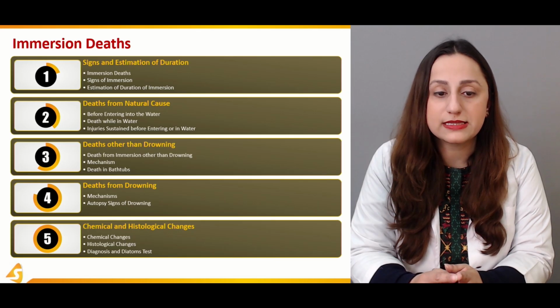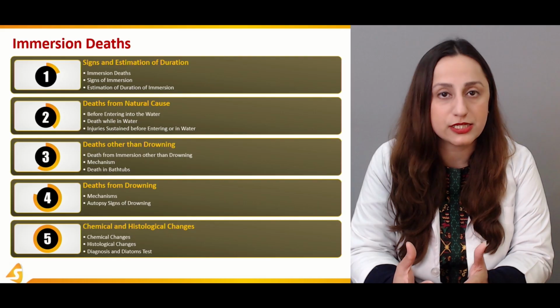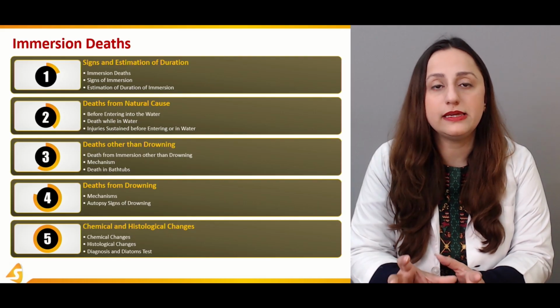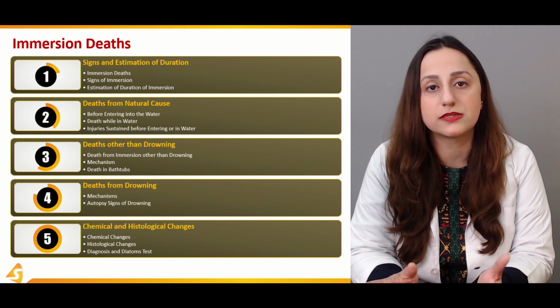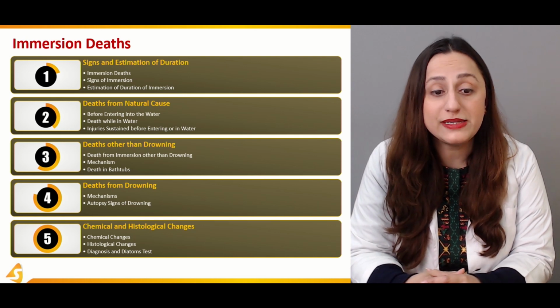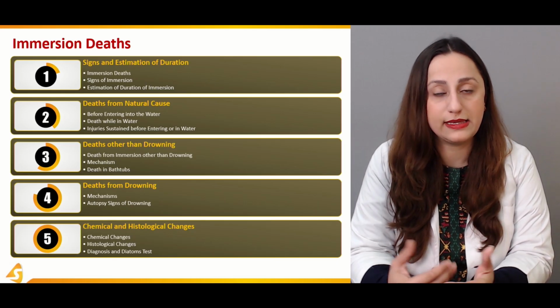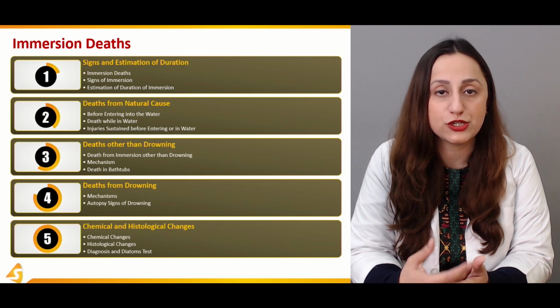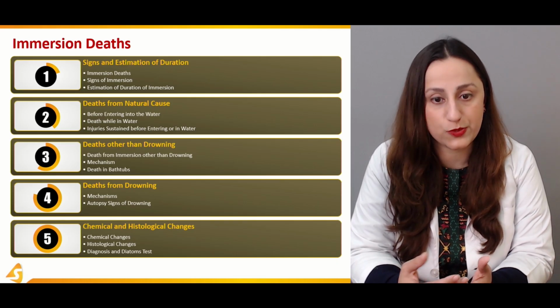And then we'll be discussing the death while in water. So the death while in water due to some traumatic injuries other than the normal pathological mechanism which is encountered by a person who is drowning. Then we'll be discussing the injuries sustained before entering or while in water. It can be freshwater drowning or it can be saltwater drowning as well.